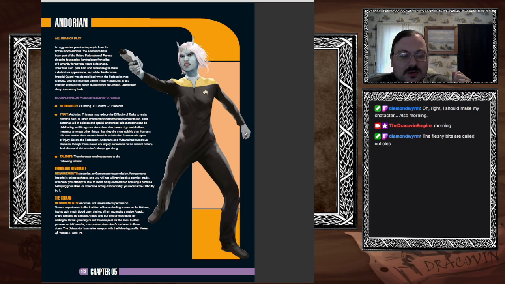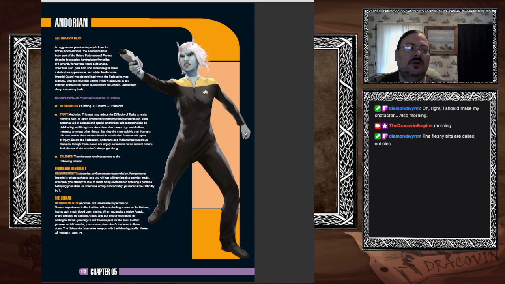The Proud and Honorable, of course, gives some bonuses, reduces some difficulty to being coerced into breaking a promise, betraying allies, or acting dishonorable. So pretty simple there. Andorians are a very interesting species to play. They are very emotional, while you almost kind of consider Vulcans are very low emotion. Humans are kind of like the mid-ground, and Andorians tend to be at that high end. They're very passionate people and aggressive. They show their emotions very loudly.